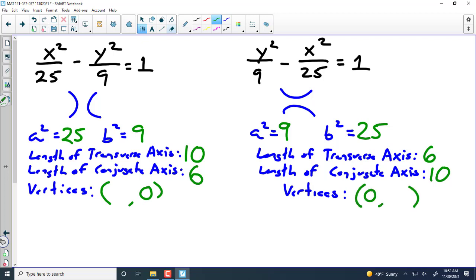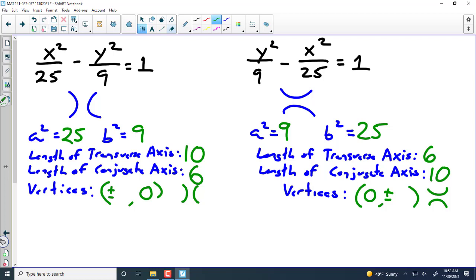I actually know for that first one, the vertices are going to be left and right because of the way the hyperbola opens. And I know for the second one, the vertices are going to be up and down because of the way the hyperbola opens. So I know right off the bat, when I write that ordered pair with a little plus minus in it, I know where the zero is going to go because I know which way the hyperbola opens.